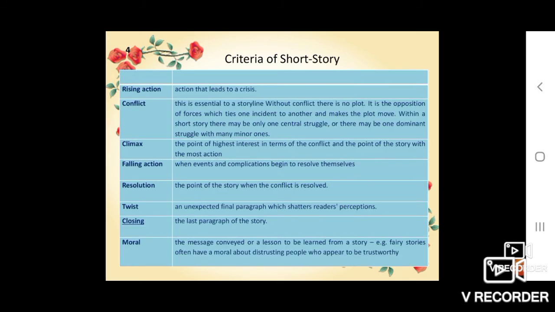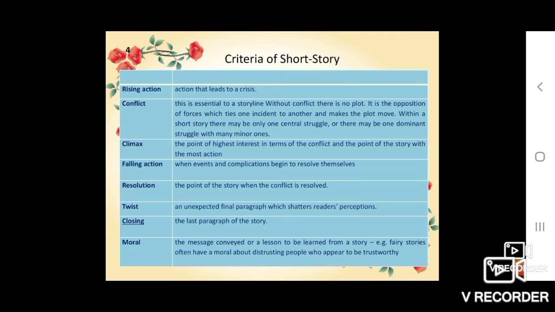Then rising action, the action that leads to a crisis. Then conflict. What is meant by conflict? This is essential to a storyline. Without conflict, there is no plot. It is the opposition of forces which ties one incident to another and makes the plot move. Within a short story, there may be only one central struggle, or there may be one dominant struggle with many minor ones. After this conflict, there is the climax.